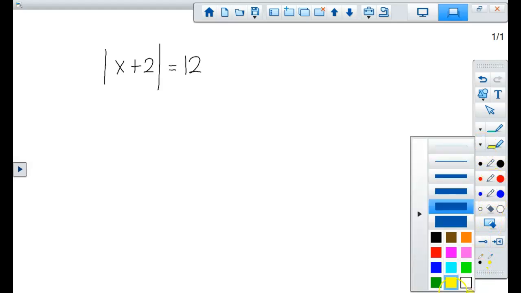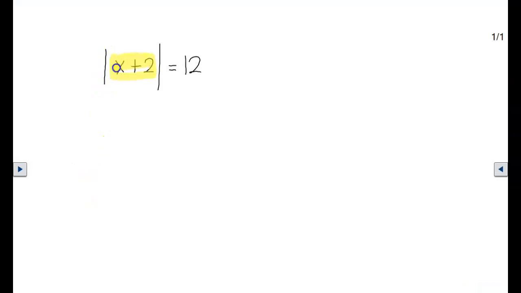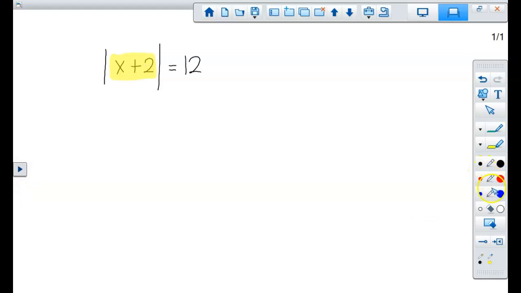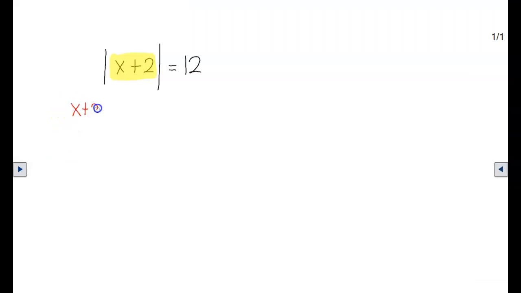So yesterday, this was the kind of equation that you were solving. We have here the absolute value of x plus 2 is equal to 12. Now what I've advised you to do is to start out by looking at what's between the absolute value bars. In this case, it's x plus 2. So when I see the absolute value of x plus 2 is equal to 12, remember what we said. This is telling me that x plus 2 is 12 spaces from 0.